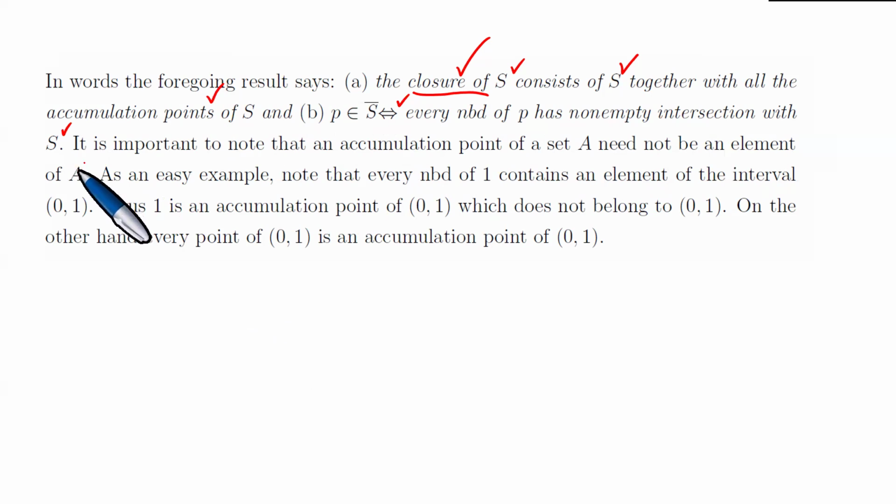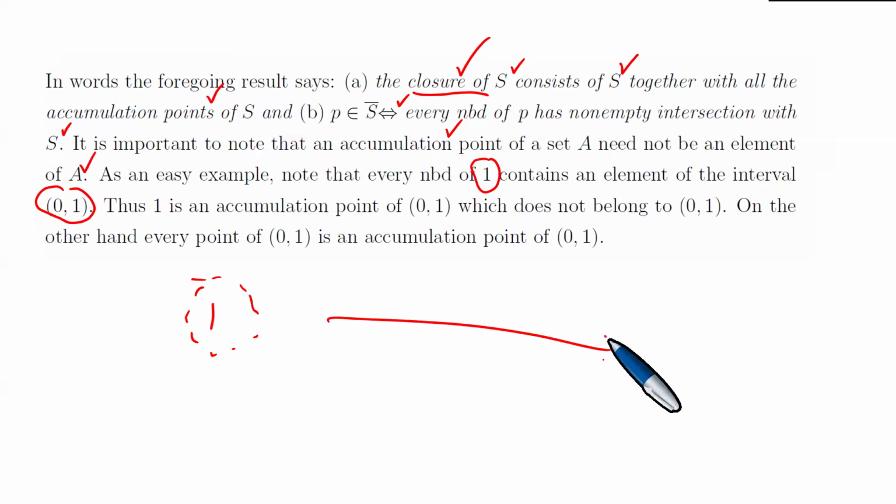It is important to note that an accumulation point of a set A need not be an element of A. We have already been stating this. It is not necessarily different, but it can be different. As an easy example, note that every neighborhood of 1 contains an element of the interval (0, 1).